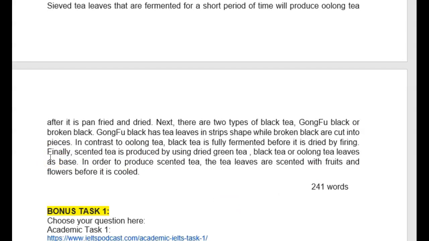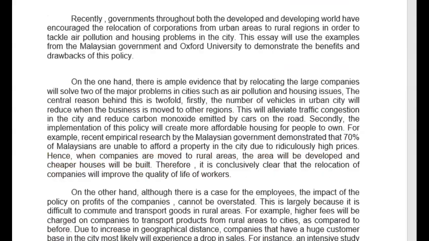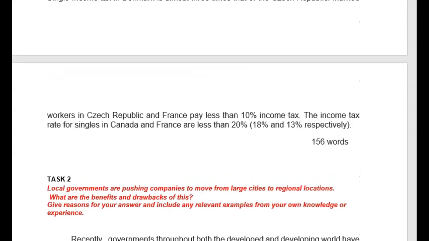In order to produce scented tea, the tea leaves are scented with fruits and flowers before, again, this is consistent, you have to make sure that these agree, okay? So, what do we got here? Okay, fine.